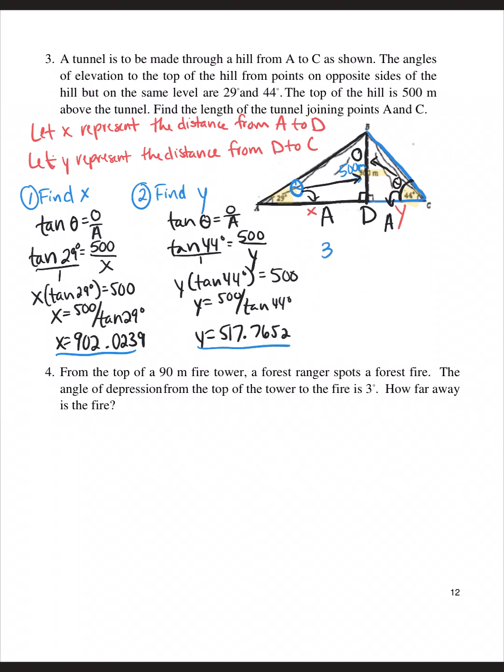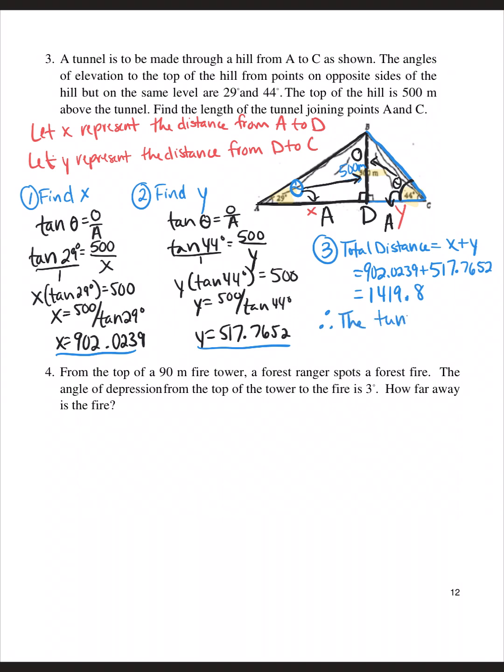We need to now find the total distance, right? Our total distance is going to be equal to x plus y. So x was 902.0239. Remember not to round until your final answer to get the most accurate solution. So if we add those together, we should get 1,419.8. So we can say, therefore, the tunnel is 1,419.8 meters long.